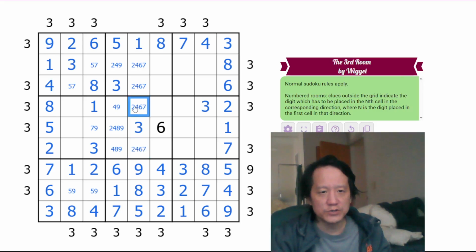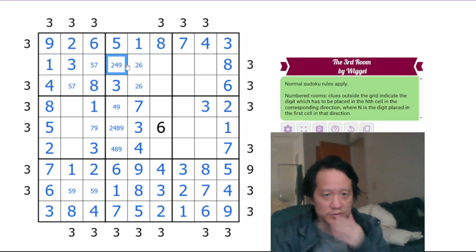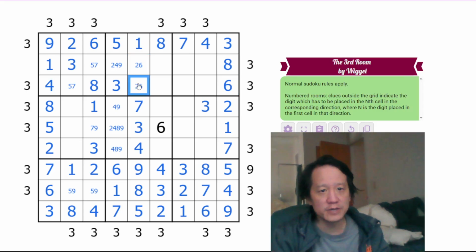2 cannot be here because of the 2 in the row. This can't be 2 or 7, or 6 because of the 2, 7 in the row and the 6 in the box. So this must be 4. This can't be 4 or 6 then, which must make that 7. So this cannot be 4 and 7. This becomes a 2, 6 pair. This 6 eliminates 6 here, so that's 2, which makes this 6.